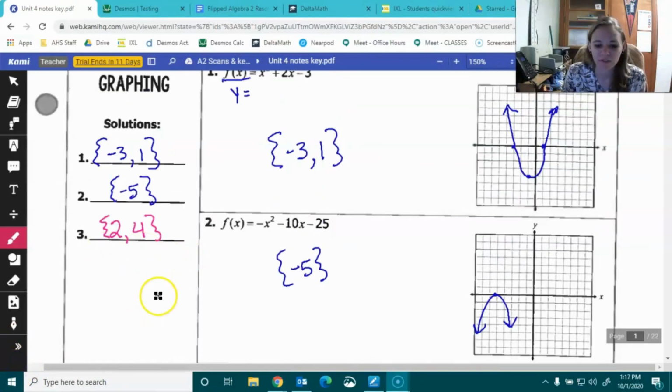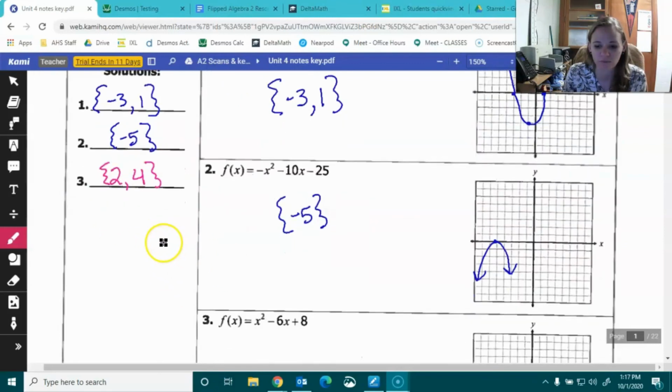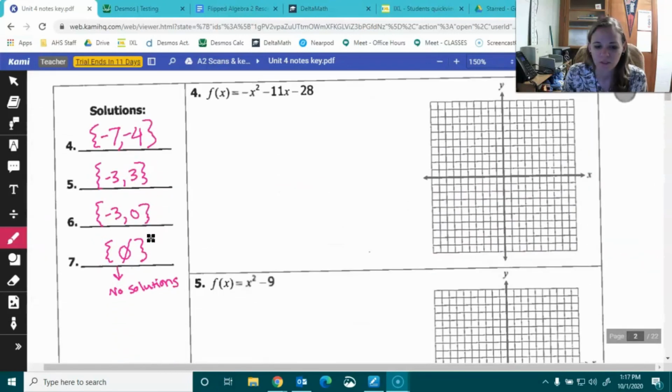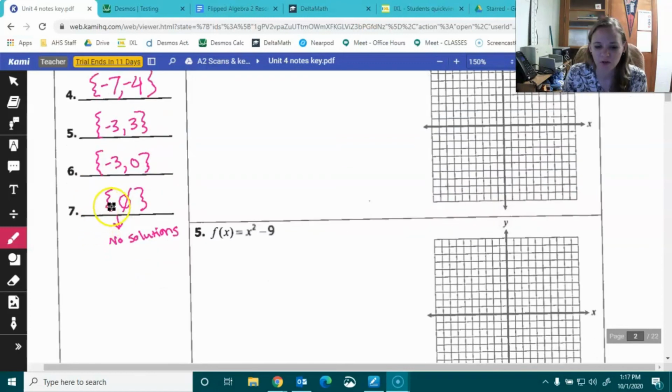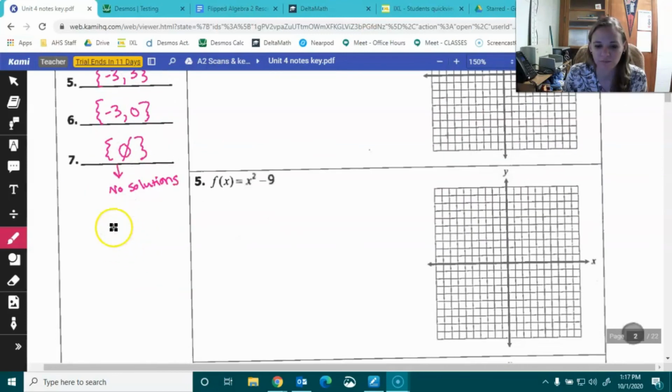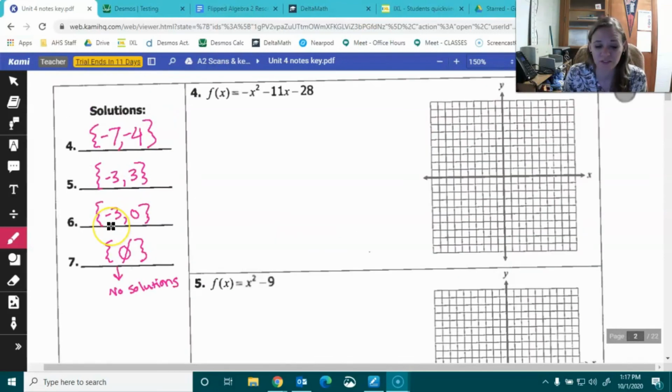Alright everyone, here are your solutions for the rest of this section. So number 3, the solutions are 2 and 4, so it intersects the x-axis at 2 and 4. And then number 4 intersects at -7 and -4. Number 5 intersects at -3 and +3. Number 6 intersects at -3 and 0. And number 7 has no solutions. It does not intersect the x-axis at all. Okay, so that's pretty easy. Definitely the easiest way to figure out your solutions.